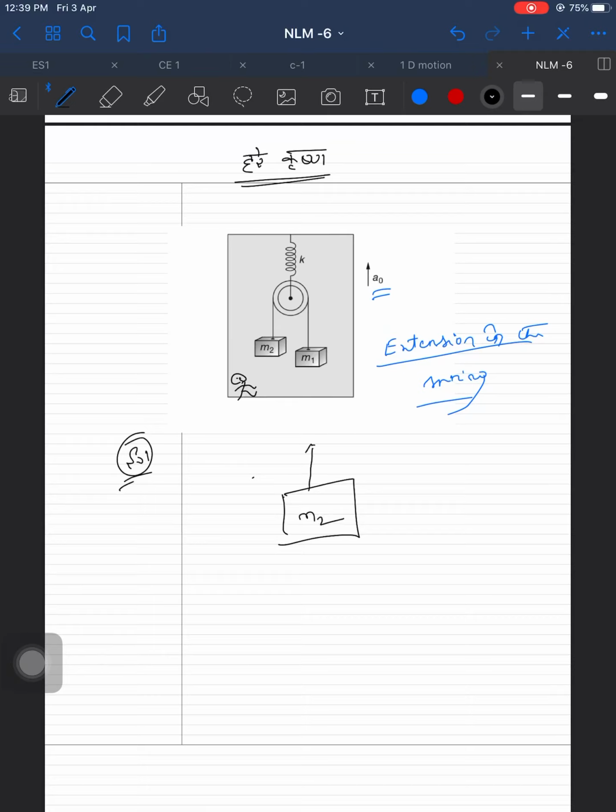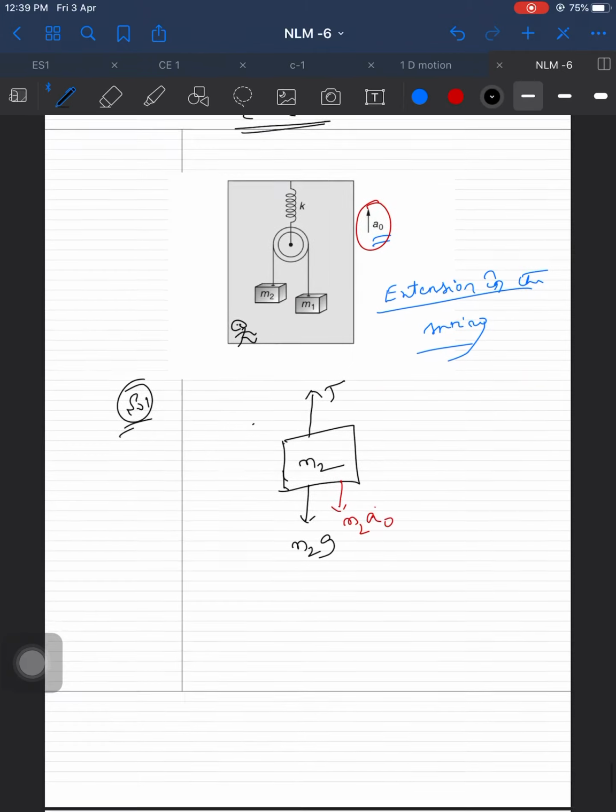What are the forces acting on the block M2? Upward force, there is a tension. The downward force is M2G. And because we are taking the reference as an elevator, how much is the elevator accelerating? A naught. The pseudo force will be M2 times A naught in the downward direction. Why? A naught is in the upward direction, so the pseudo force acts in the downward direction.